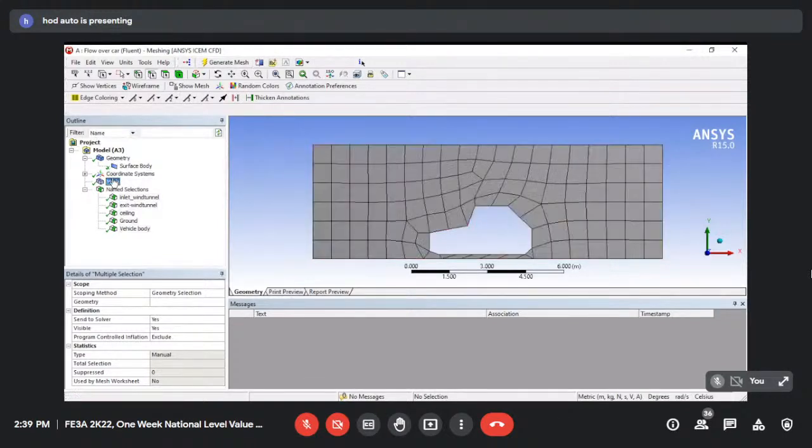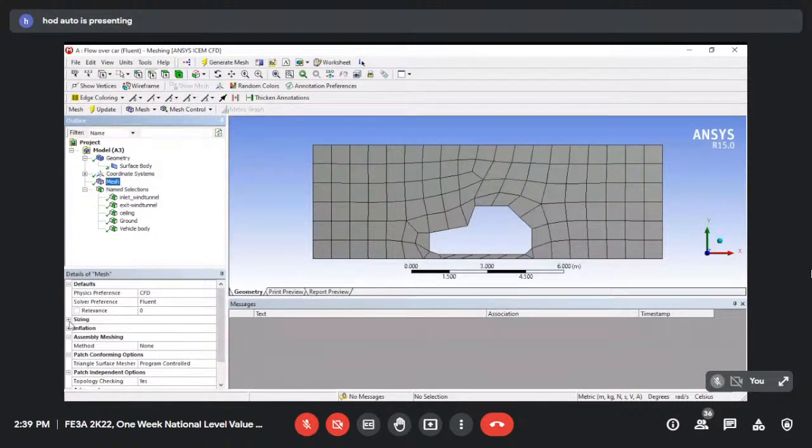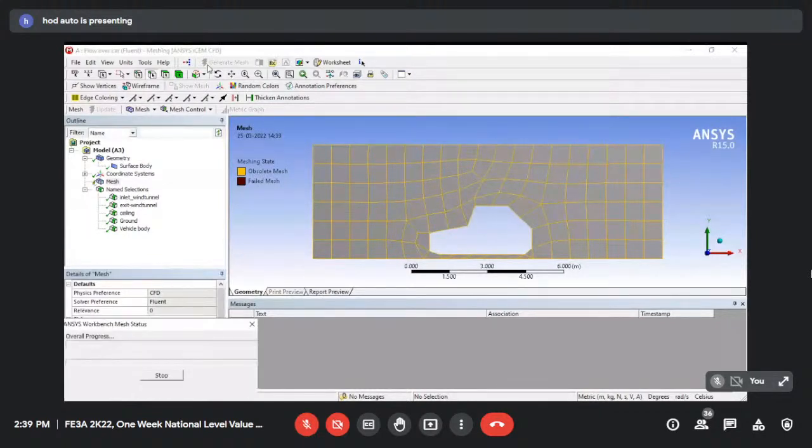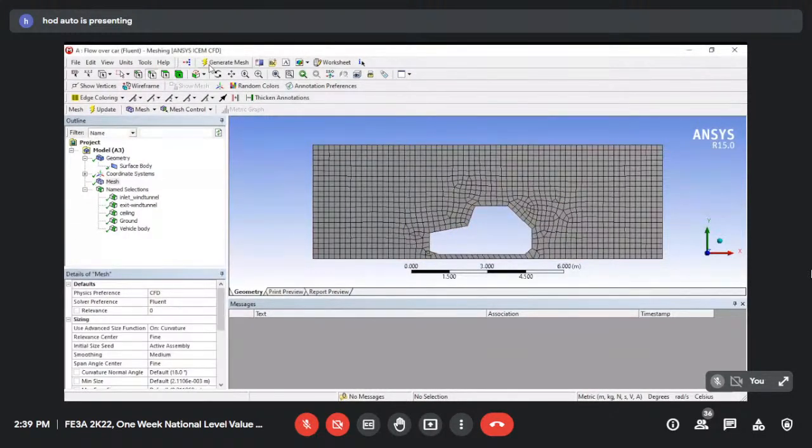And if you observe it, this is your measure. I'm not interested in this particular measure because this is highly coarse. I'll go with fine mesh. Generate. Yeah, fine mesh is being generated. Now, your job is done.